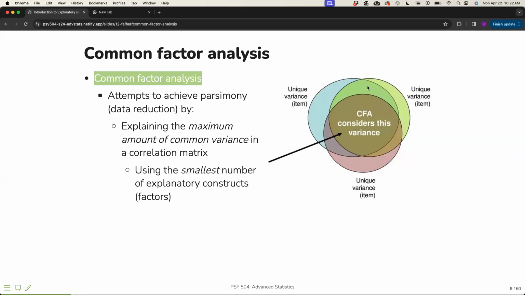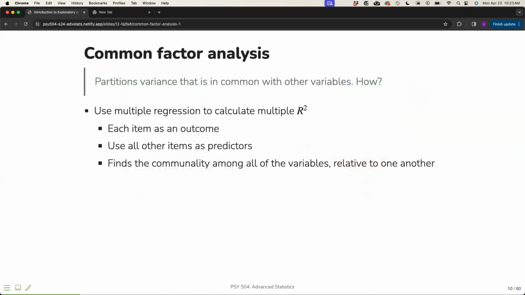If we take these circles here as overall variance, the common variance is the overlap between those variables here. So what we're interested in when we talk about common factor analysis is this overlap between all of those variables, the shared variance between those items or variables. That's what common factor analysis is interested in. And you might be wondering, how do we calculate the communality between our variables? Very simply, we just perform a multiple regression analysis and calculate their multiple R squared.